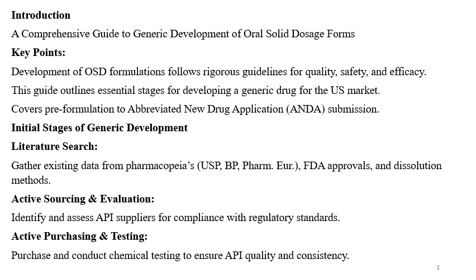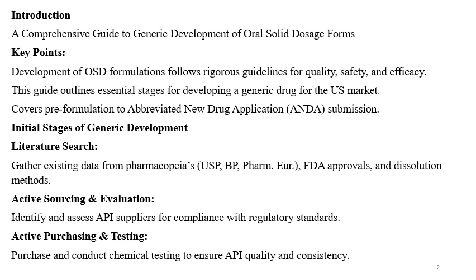Generic product development starts with product identification and market for the generic development. It starts with literature search. Literature search is a very vast topic and is to be done at every stage of formulation development. Gather existing data from the pharmacopoeias, the monographs for APIs, excipients and other materials. Use USP, BP and European Pharmacopoeia for this literature search. You can study the FDA approvals and dissolution methods from these monographs and standard literature like the USP dissolution database and also from the OGD.